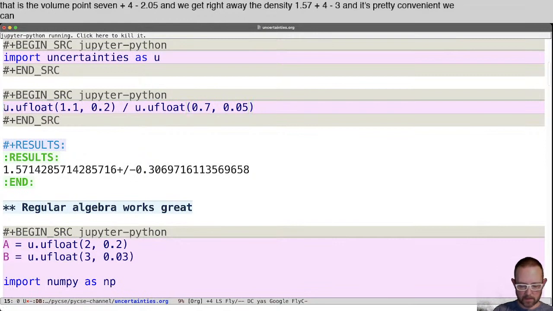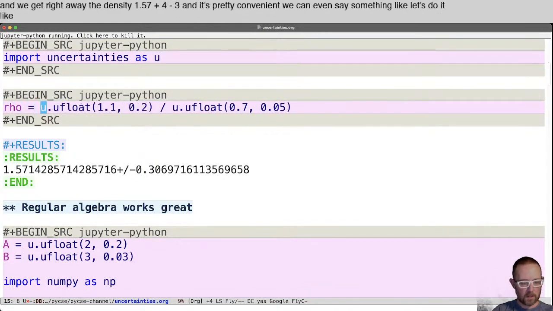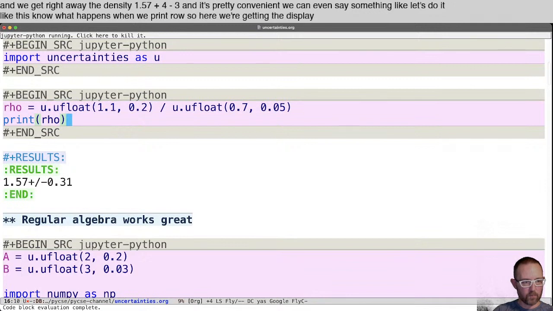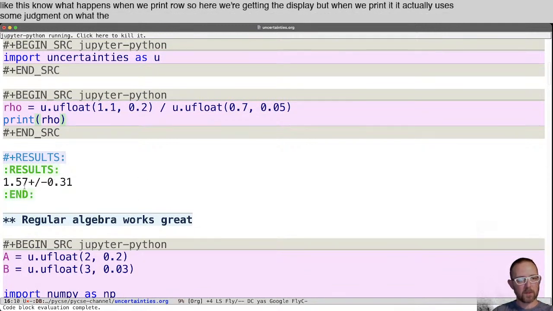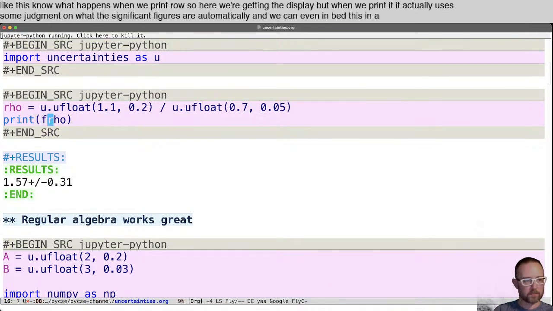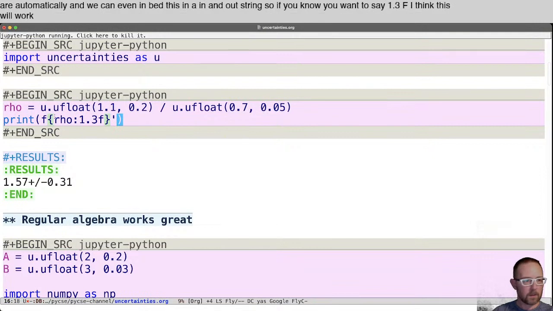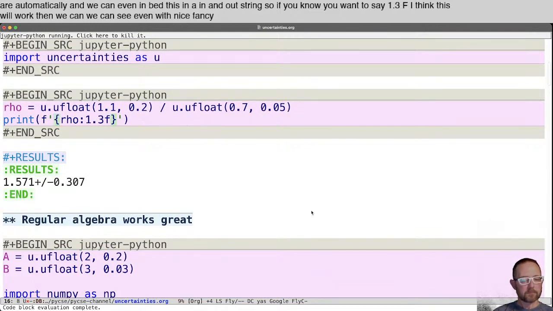We can even say something like, let's do it like this. Note what happens when we print row. Here we're getting the display, but when we print it, it actually uses some judgment on what the significant figures are automatically, and we can even embed this in an F-string. So if you know you want, say, 1.3f, I think this will work. Then we can see even with nice fancy formatting.